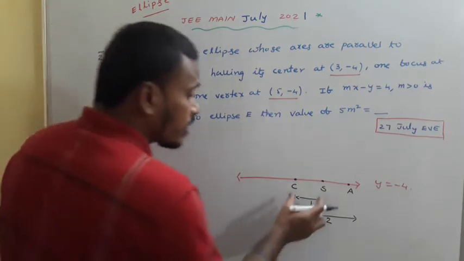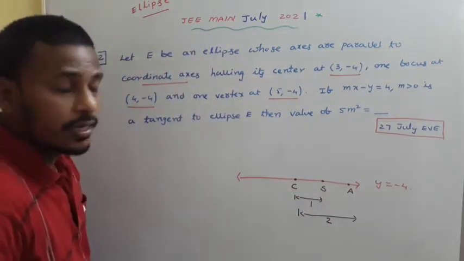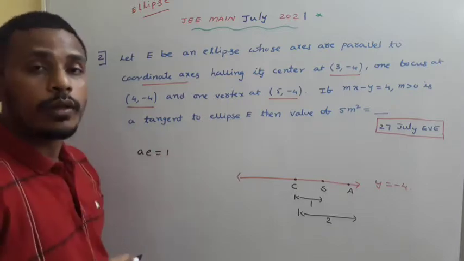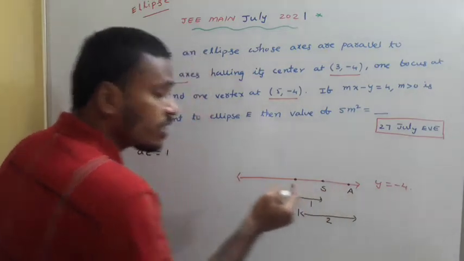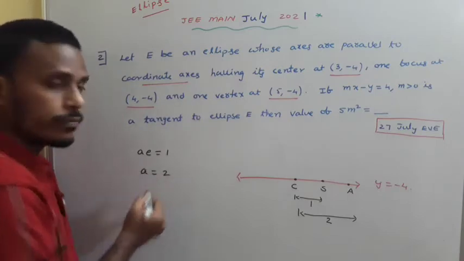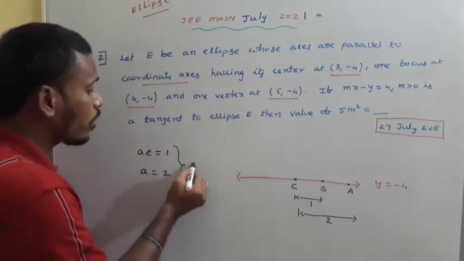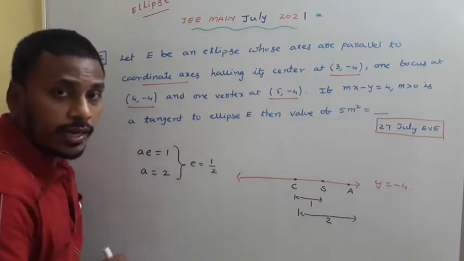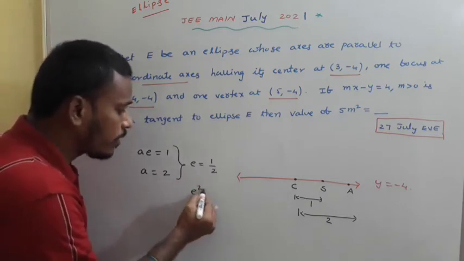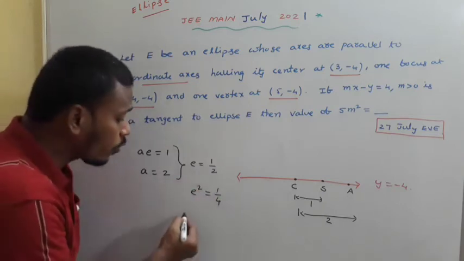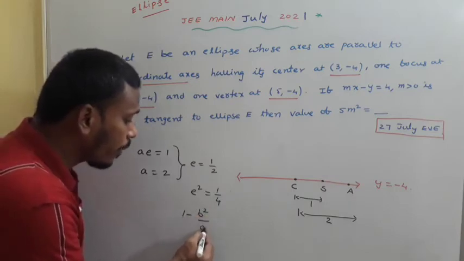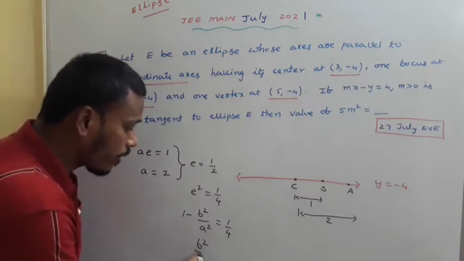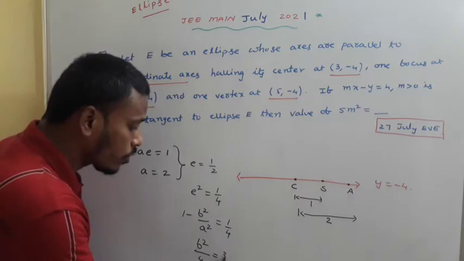So now you just think about a standard ellipse. Distance between center and the focus is usually AE. That AE value is given as 1. Distance between center and the vertex is A. That A is equal to 2. Since A is equal to 2, AE is equal to 1, it is clear that E is equal to 1 by 2. After having E, it is easy to calculate B. So E square is equal to 1 by 4. Since E square is equal to 1 by 4, 1 minus B square by A square is equal to 1 by 4. So from there, B square by A square is equal to 3 by 4.